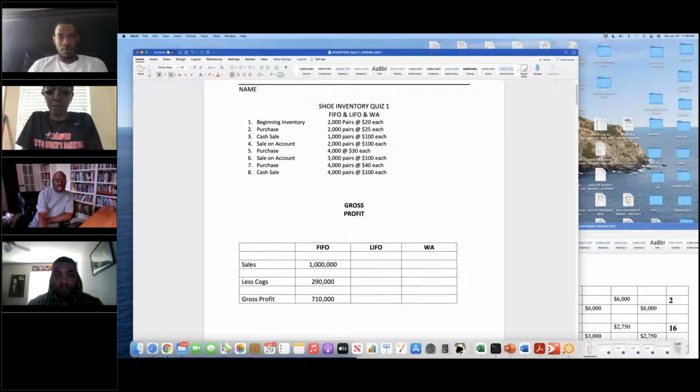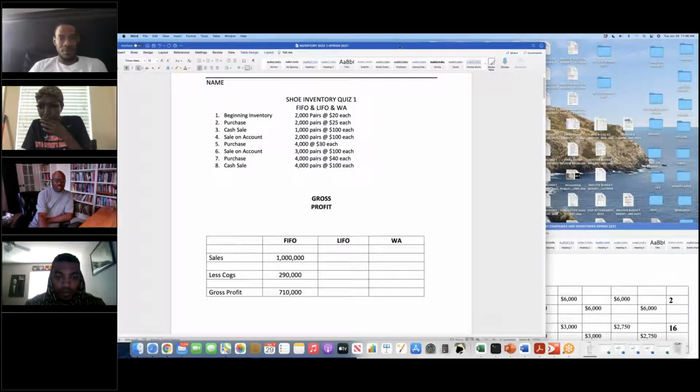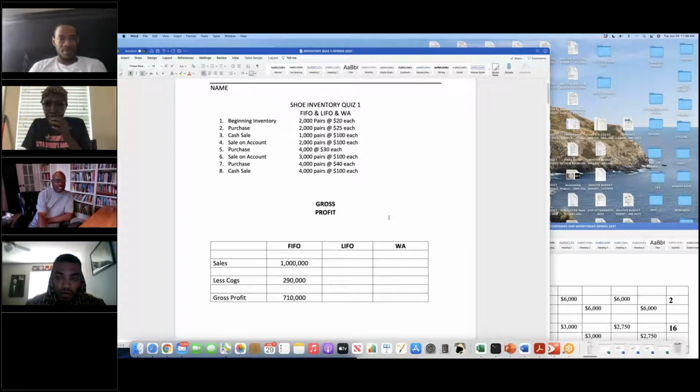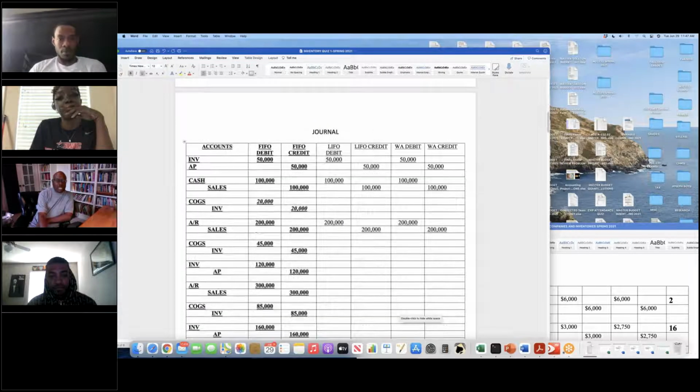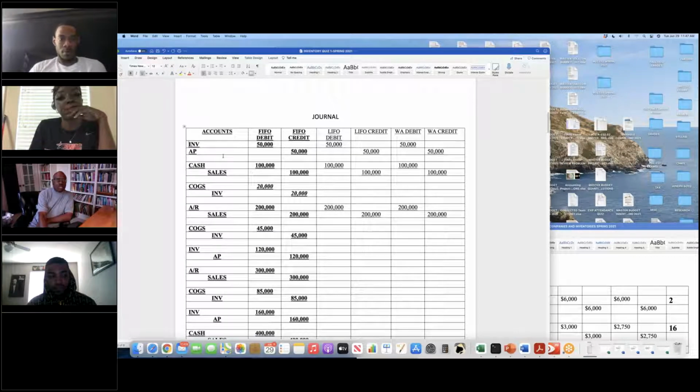So let's go back to that problem that you were working on. Your task for the rest of the day is to finish the problem on the LIFO and weighted average now, and see what you're going to get for the gross profit on the LIFO and on the weighted average. As I said, for your work, the purchase and sales journal entries stay the same. The only journal entry that's changing is this cost of goods sold. That's going to be different.